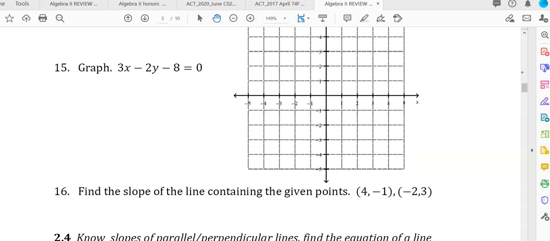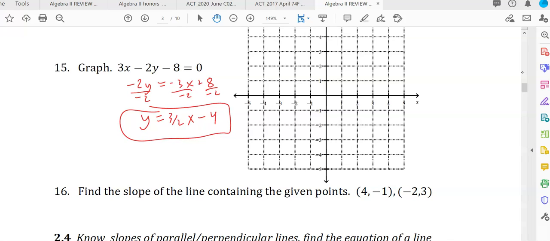This one you definitely want to solve for y. So we get -2y if we subtract 3x, and let's go ahead and add 8. So we get -3x plus 8 divided by -2. When I do that, I typically divide each term by -2. Okay, so -4, 3/2, up 3 over 2, up 3 over 2. That's enough points. Graph your line.